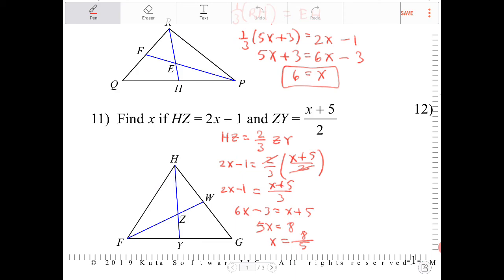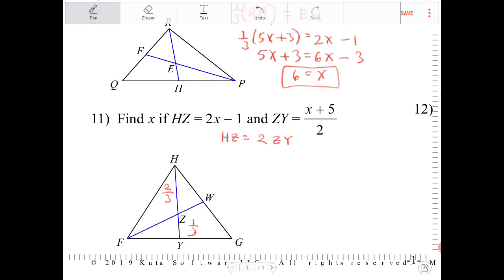2x minus 1 is 2/3 of x plus 5. Oh, I made a huge error. It's not 2/3. HZ is going to be double ZY. Remember, this is 2/3 of the whole entire median. This is 1/3 of the median, which means HZ is going to be double that of ZY. So I made a big mistake. So I got to start over.